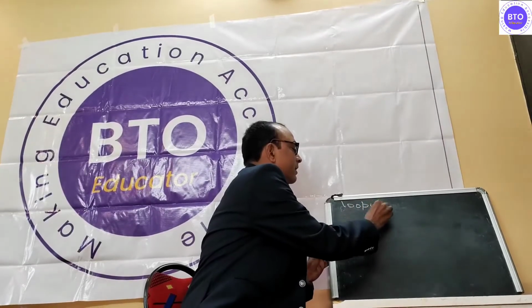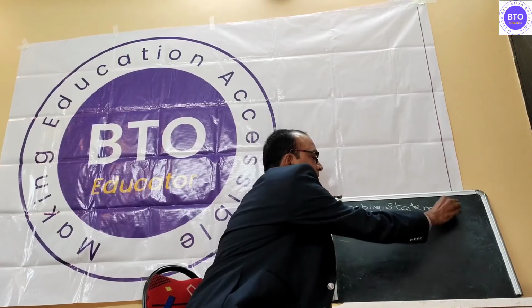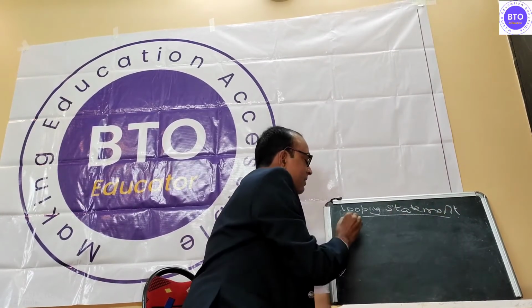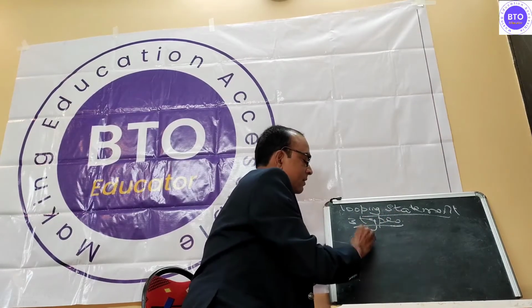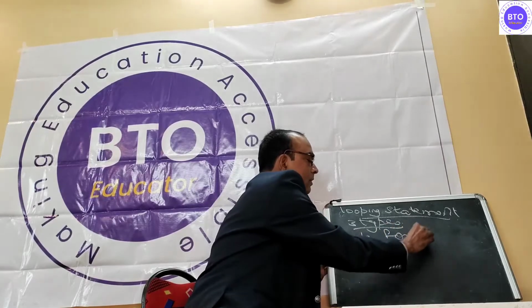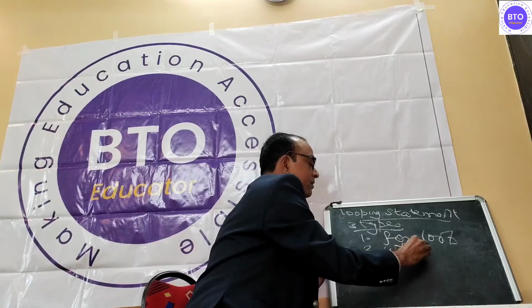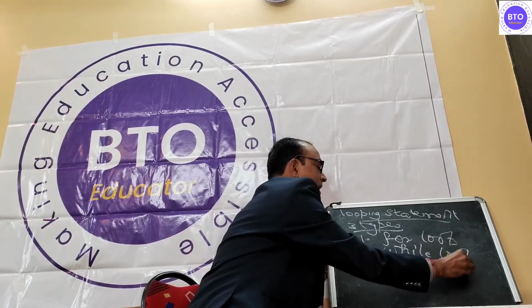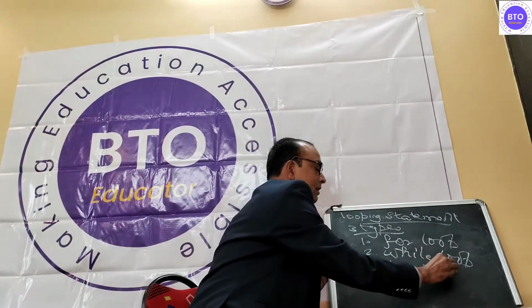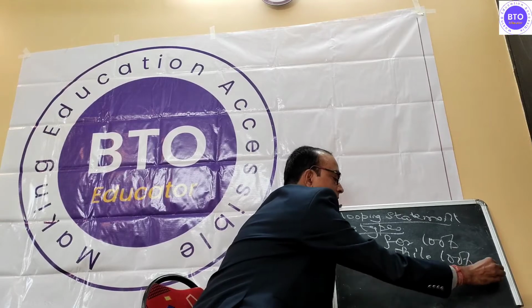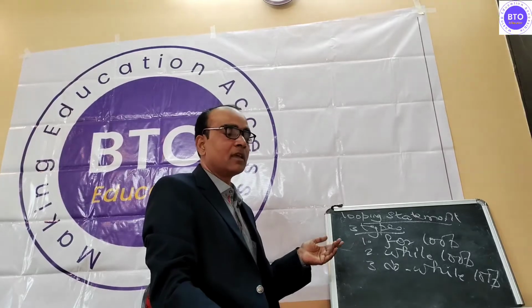Looping statement, which is also called iteration statement. In Java there are three types of loop. Number one is your for loop. Number two is your while loop. And number three is your do while loop. These, for loop, while loop and do while loop, are looping statements. These are constructs which rotate.